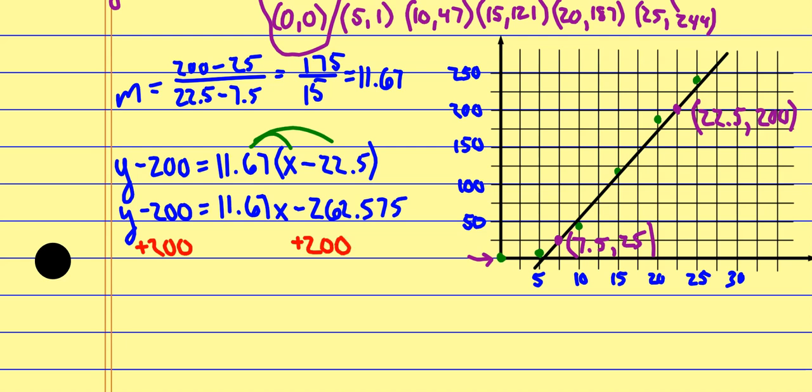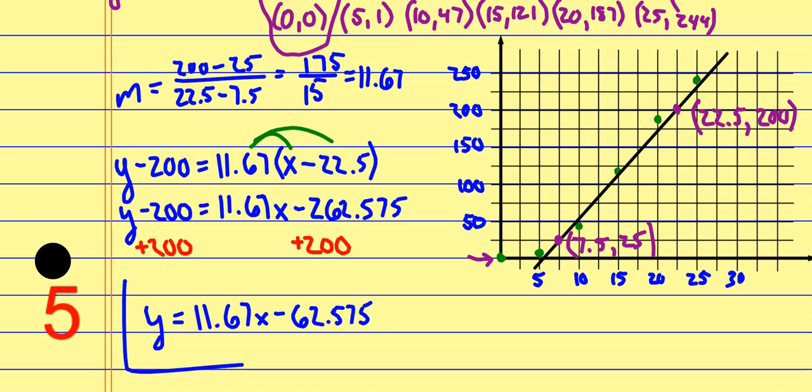Okay. Now I add that 200 to each side. So I end up with, let's see, y equals, sorry, my computer's being a little slow, having a little trouble, so I'm writing nice and slow. And looks like a negative 62.575. And this would be a perfectly acceptable equation for this thing. And again, it's an estimate. If you had an equation that said something like y equals 11.5x minus 62, that would be fine as well, all right?